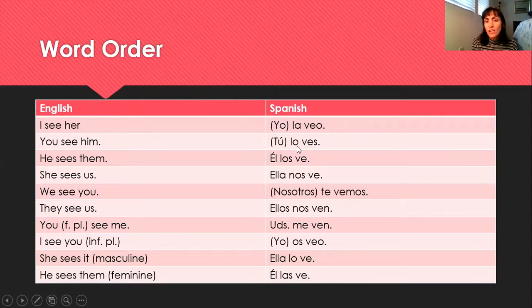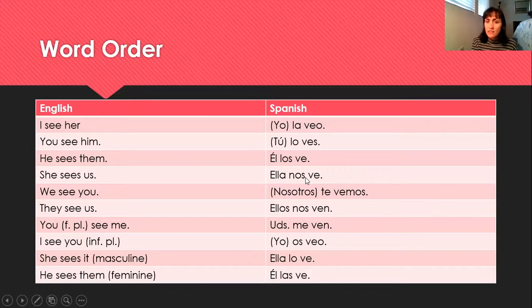You see him, lo ves. Ves means you see, and lo means him. Him, you see, lo ves. He sees them. Él los ve. This time I left the subject pronoun in because ve could mean he sees, she sees, or you formal see. So I'm specifying, I'm clarifying that it's he sees them. Él los ve.